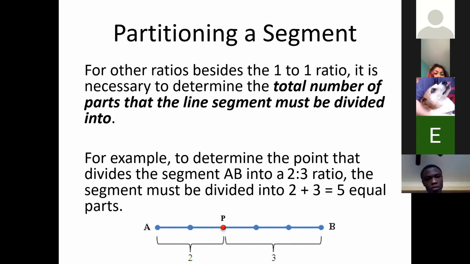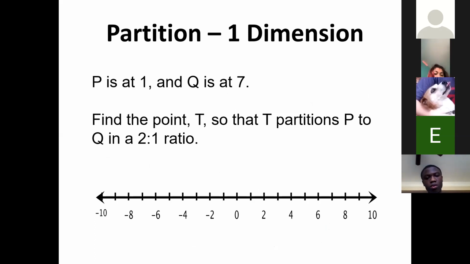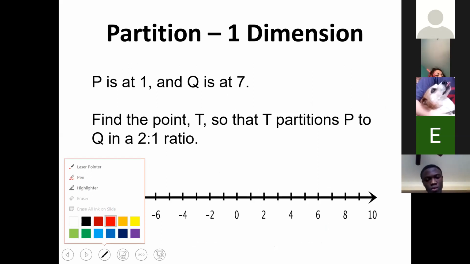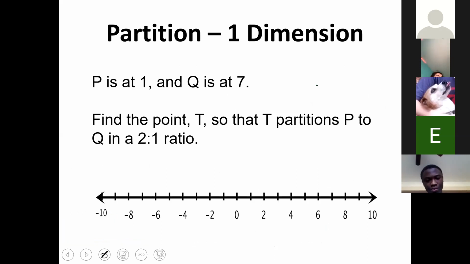It does get complicated when we put things diagonally on a graph, but let's just look at an example of a particular line. Let's go green today, everybody. Okay. So I feel like Bob Ross and I'm painting a picture, but P is at 1 and Q is at 7. So here we have P and Q. Now we want to find the point T that partitions P to Q into a ratio of 2-to-1.